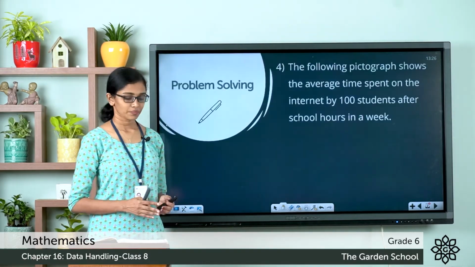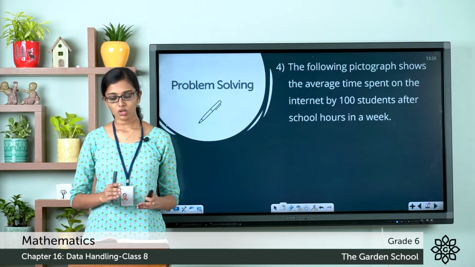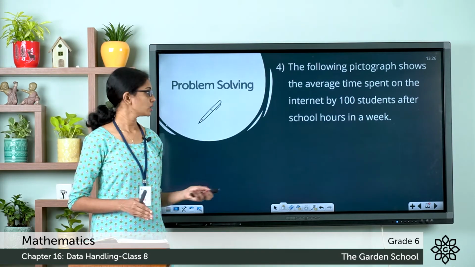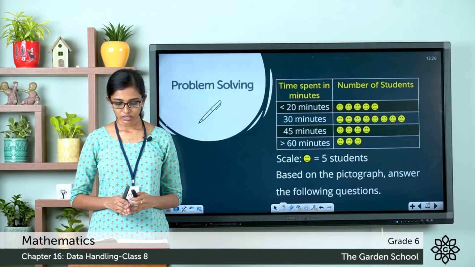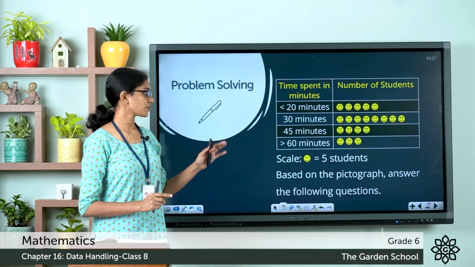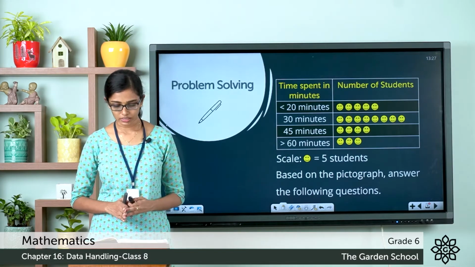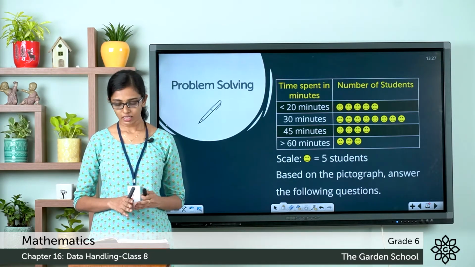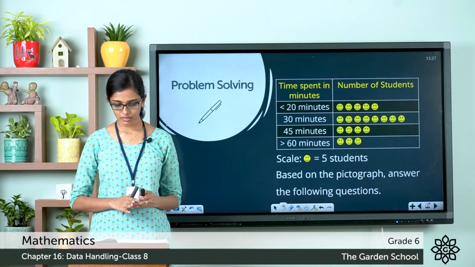The question says, the following pictograph shows the average time spent on the internet by 100 students after school hours in a week. Here you can see a pictograph. The scale is given as one symbol represents 5 students, and based on the pictograph you are supposed to answer the following questions. How many students remain online for less than 20 minutes, 45 minutes and more than 60 minutes?